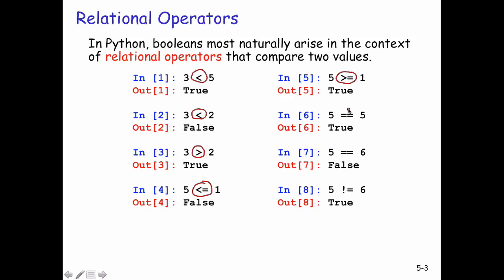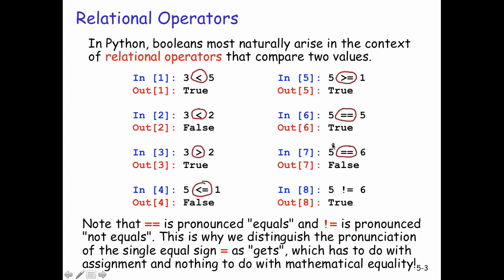The two equal signs together test equality and are pronounced equals. For instance, this is the way to test, is 5 equal to 5? That answer is true. Is 5 equals 6? That answer is false. Note that we pronounce the two equal signs as equals, which is the reason that we pronounced the single equal sign as gets in assignment. So if we say, x gets 1, that is very different than asking if x is equal to 1. Finally, to test inequality, we use an exclamation point equal sign pronounced not equals. So if we ask, is 5 not equal to 6, that answer is true.